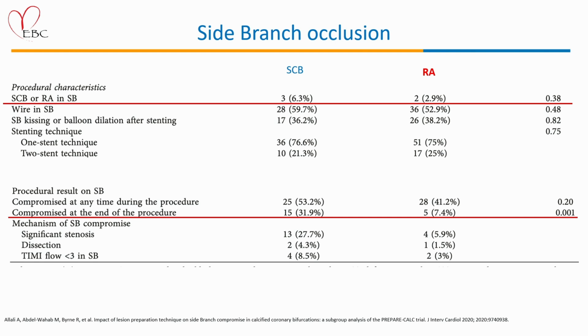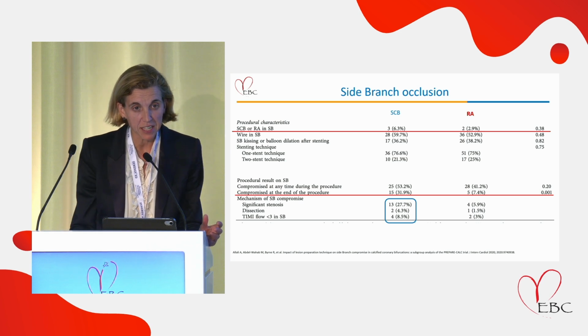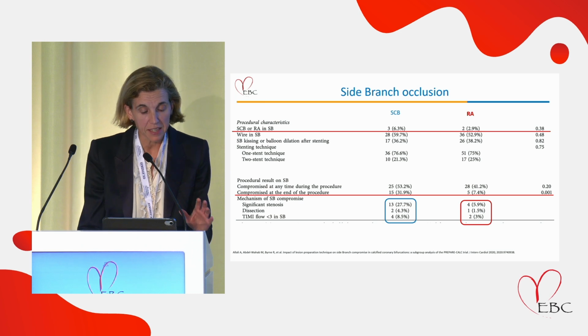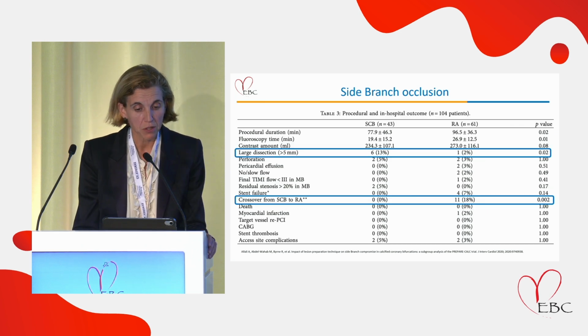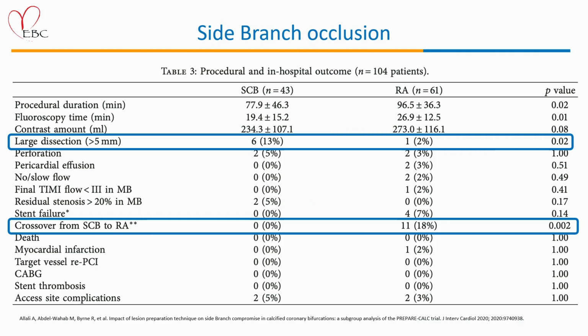They found that by using balloon technology, a scoring balloon or cutting balloon, there was significantly more compromise of the side branch compared to rotational atherectomy. There were more dissections and significant stenosis in the side branch, and that was significant in this retrospective registry. In the cutting balloon and scoring balloon group, there were large dissections compared to rotational atherectomy, and the crossover from one group to the other was 18%.